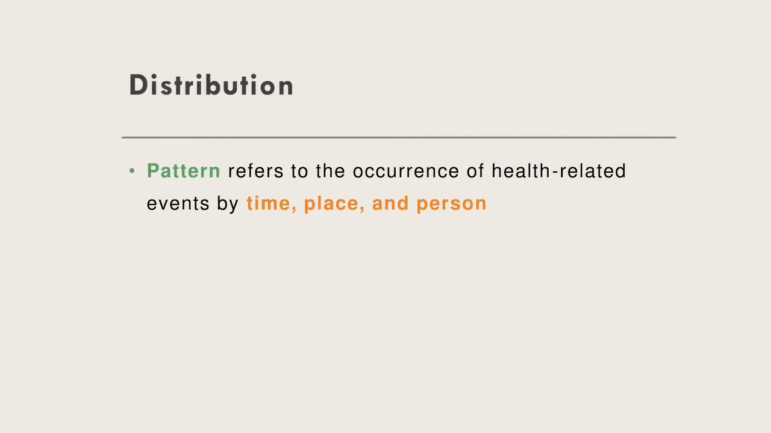Moving further about distribution, we will now talk about patterns. We'll talk about the pattern of diseases in the context of distribution. Pattern refers to the occurrence of health-related events by time, place, and person. So what does that mean?